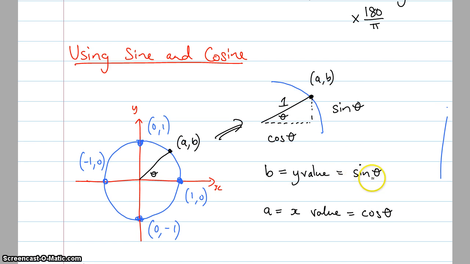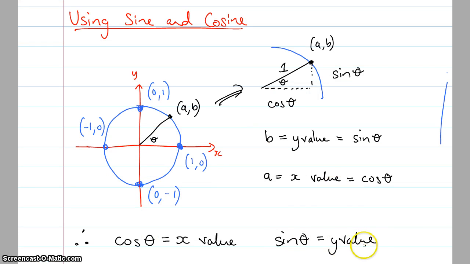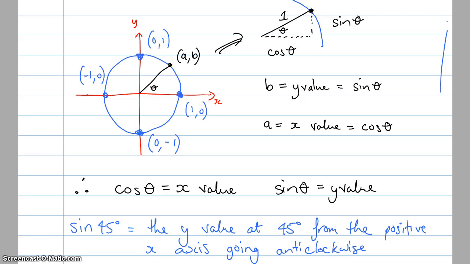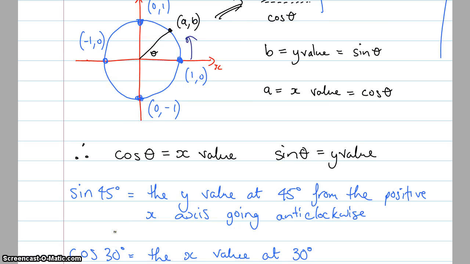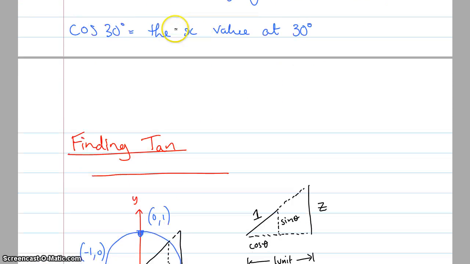So I can say from now on that sine is the y value. Every time I'm getting the sine of an angle, I'm finding the y value. And similarly with the x value, it's the distance there, and therefore I can do cos, adjacent over hypotenuse, so cos theta over 1. So therefore I can say that cos theta is actually equal to the x value. So for example, sine 45 degrees means the y value at 45 degrees from the positive x-axis going anticlockwise. So from here going this way. And cos 30 is the same thing. It's the x value at 30 degrees going this way. Hopefully that is all old to you.